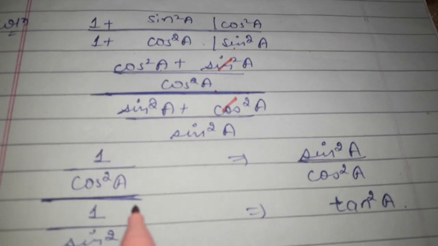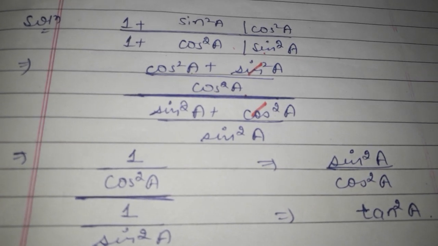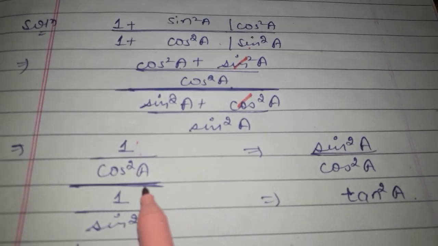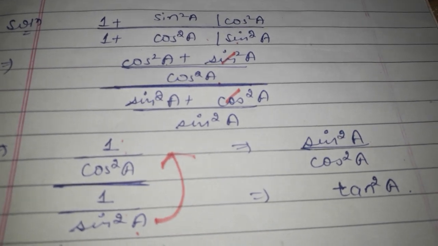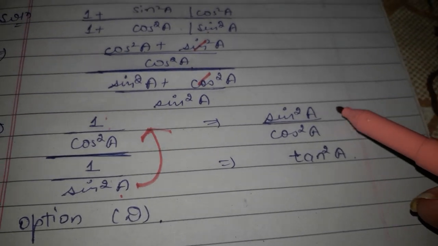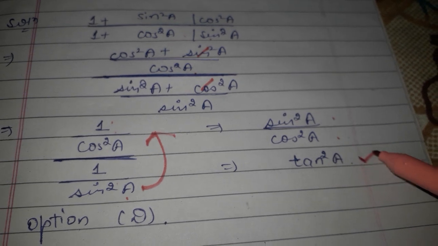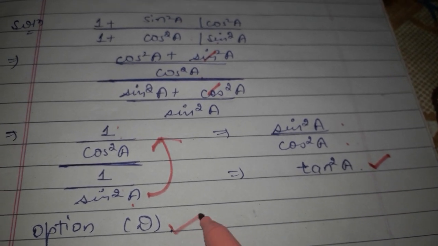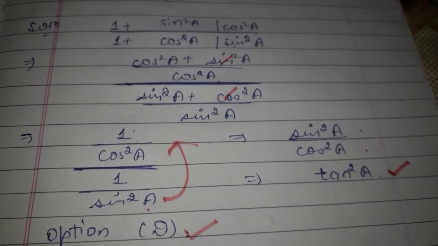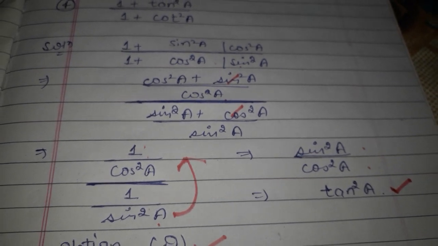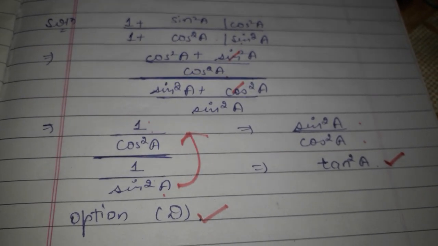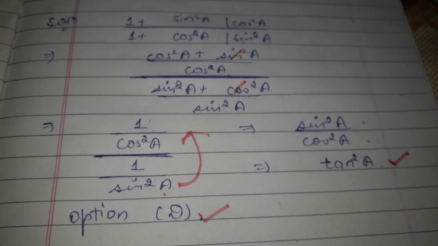We will get only 1 upon cos square A over 1 upon sin square A, which will reciprocate and become sin square A upon cos square A, which is tan square A, and option D is the correct option. This was all about the 4 questions of exercise 8.4. We are remaining only with the last question, that is the 5th part.